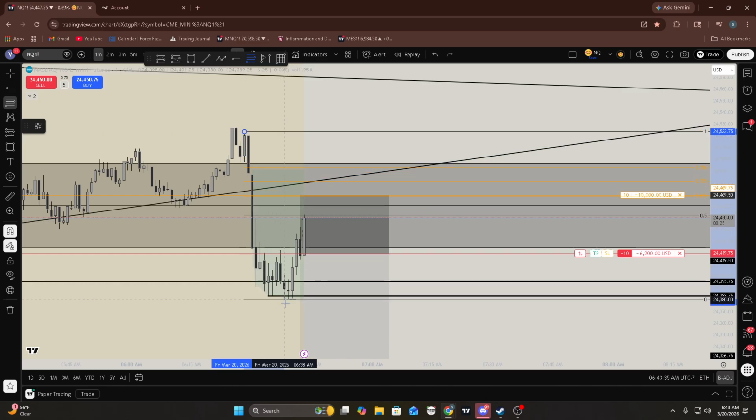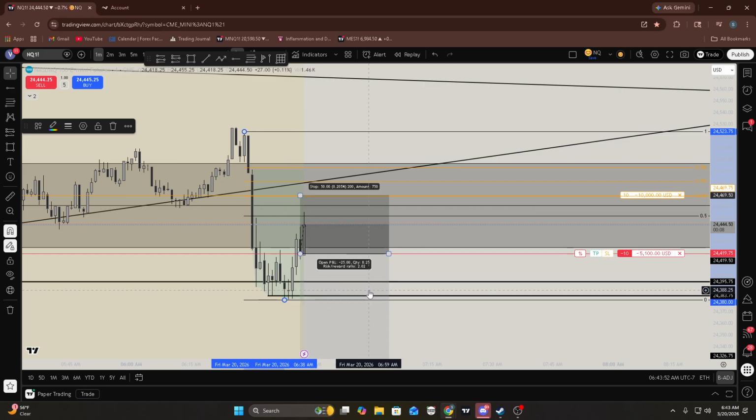So let's watch for this equilibrium and see what it does. It tapped it, right? It's likely going to go to my stop loss because that's also OTE. OTE means optimal trade entry. So optimal trade entry would be here for shorts because it is in premium. There is premium and there's discount.